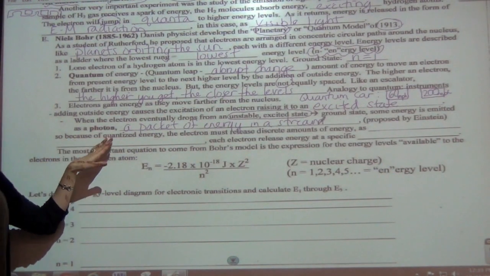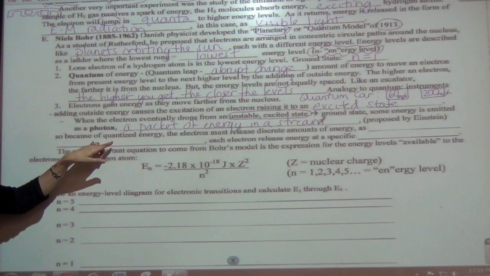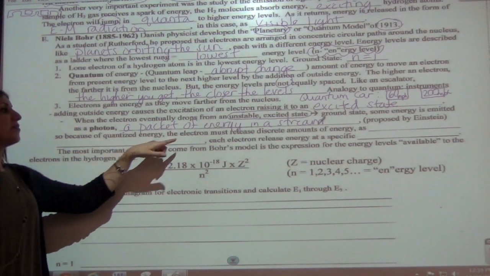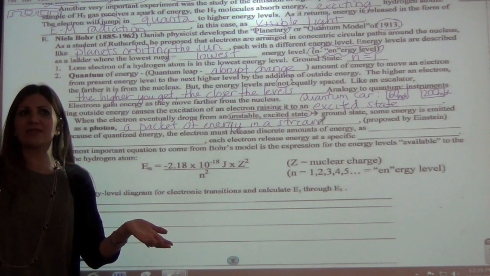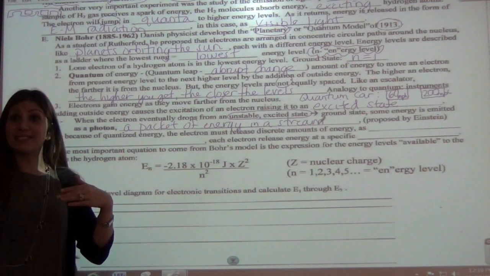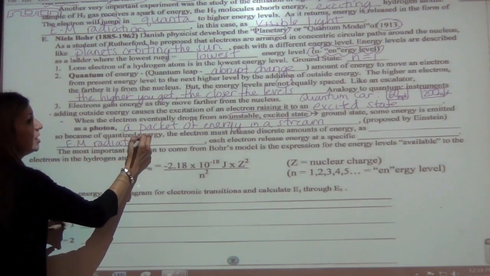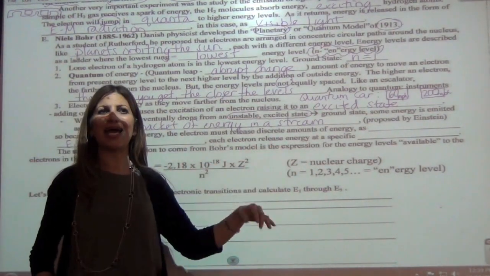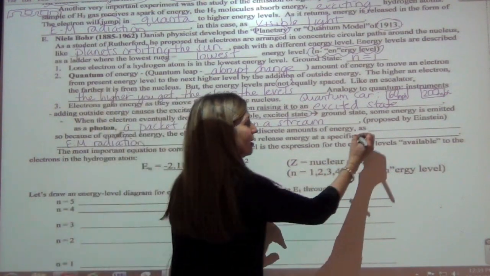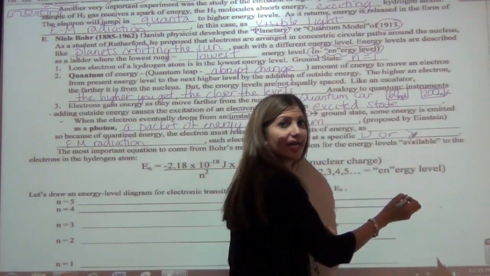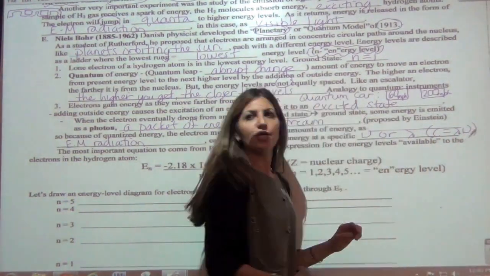We'll talk about a photon gun when we talk about Heisenberg's uncertainty principle. Because of quantized energy, the electron must release discrete amounts of energy. How's it going to release the energy? As electromagnetic radiation. Each electron releases energy at a specific frequency or wavelength. Because c equals lambda times nu, you can have either one.